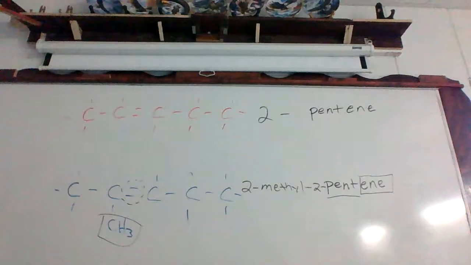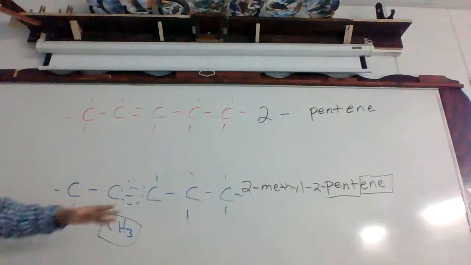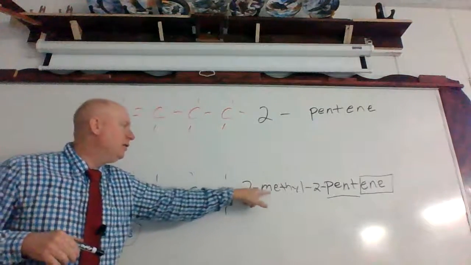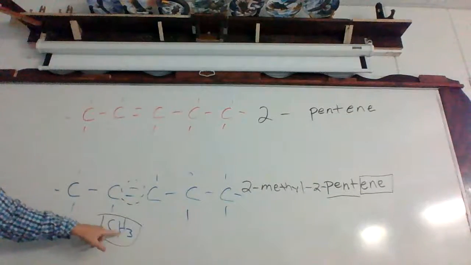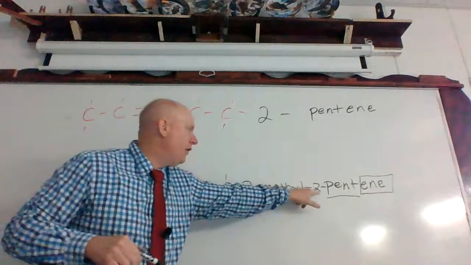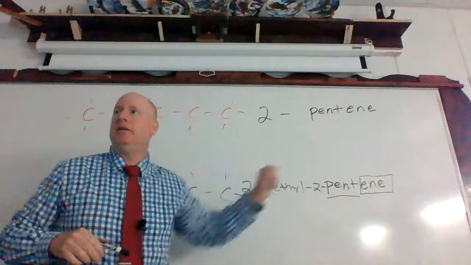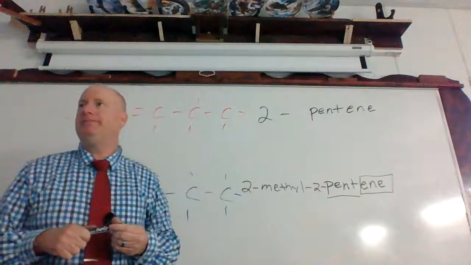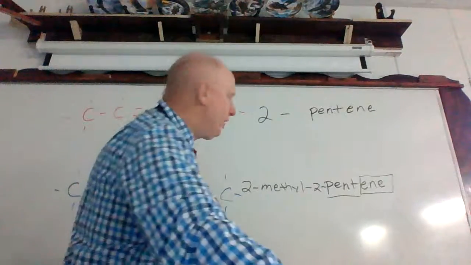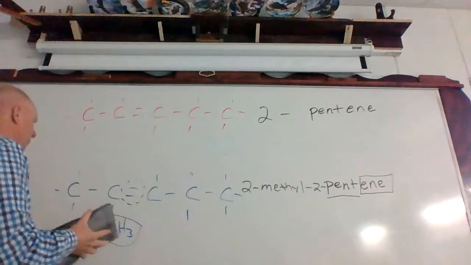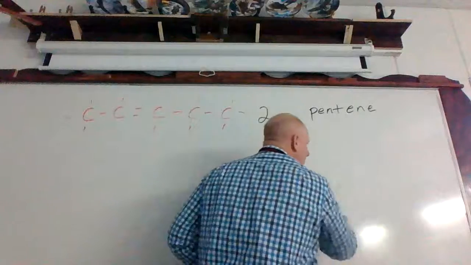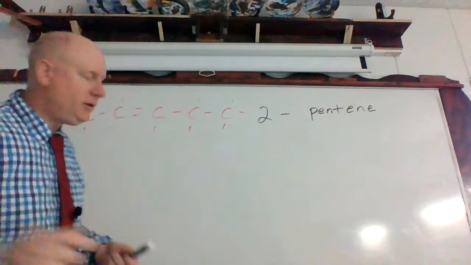Okay, we went through that really fast. Do we have any questions over that? The big thing to remember: since there's something written after this 2, that means we have to make sure we put that methyl group on there. There's nothing written after the other 2 telling you where that double bond is located. Make sense? All right. So a couple more things I want to go over as examples.